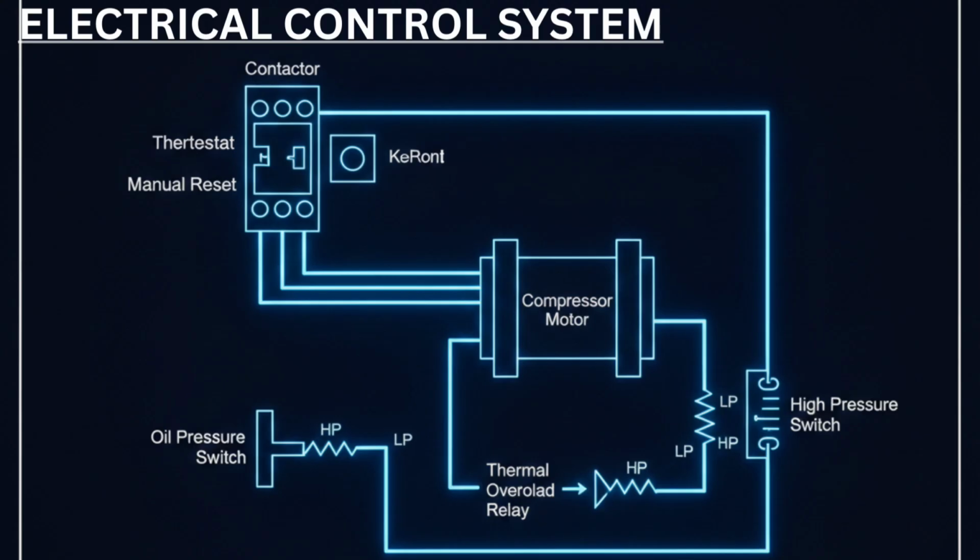Before starting, the system checks safety devices: high pressure switch, low pressure switch, oil pressure switch, overload relay. If any abnormal condition occurs, the circuit opens and stops the compressor. This ensures safe operation. In modern systems, PLC-based automation is also used for monitoring. Electrical protection is extremely important because compressor motors are high-power machines.